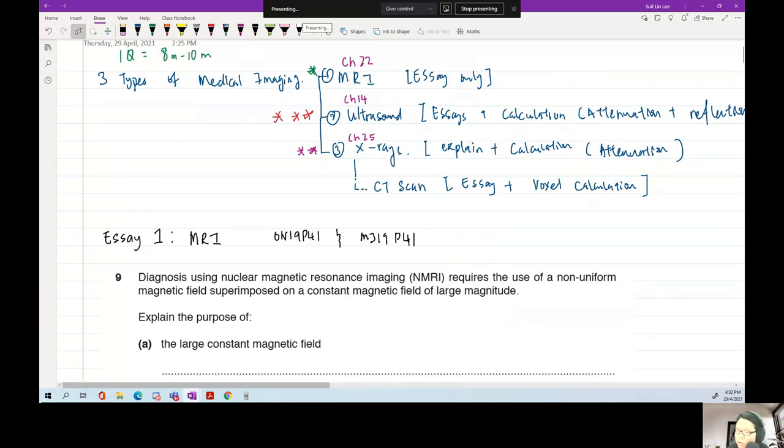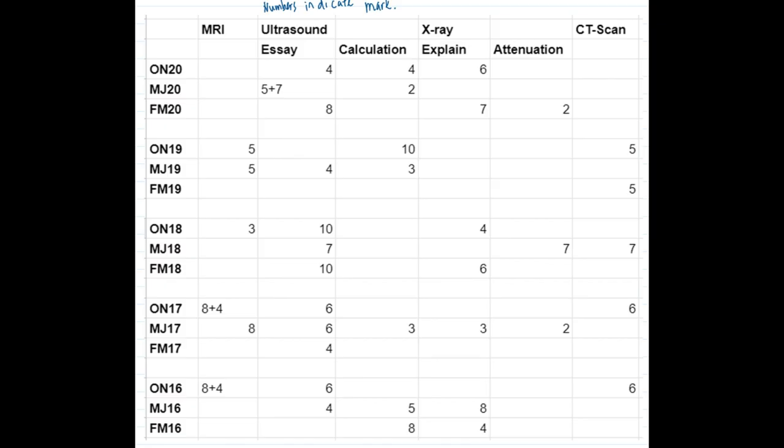Okay. And I think I will stop recording now, but I'm going to do a quick analysis on when was the last time each one came out for the past 3 sittings. Alright guys, so what you can see from this table is the analysis of all the medical physics questions from February, March 2016 to October, November 2020. The numbers indicate how many marks are being asked. If there's 8 plus 4, it means both variants have asked MRI, for example. So MRI is not very popular, but if it comes out, it could be up to 8 marks.